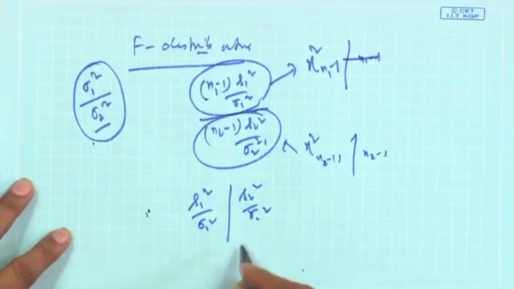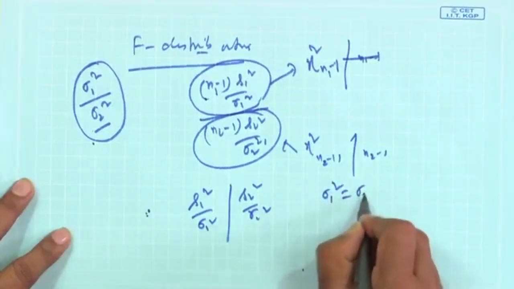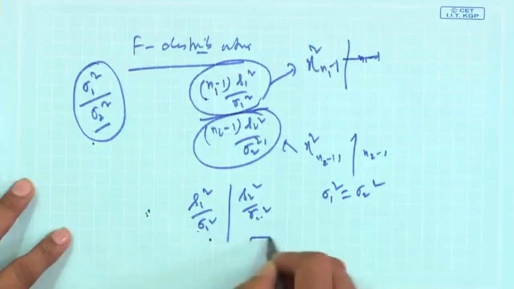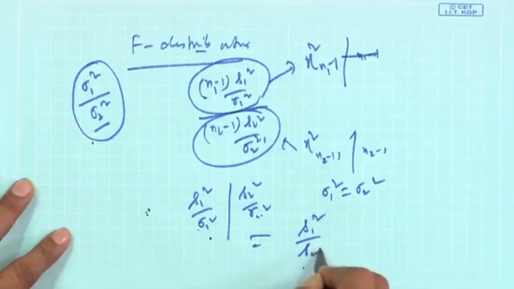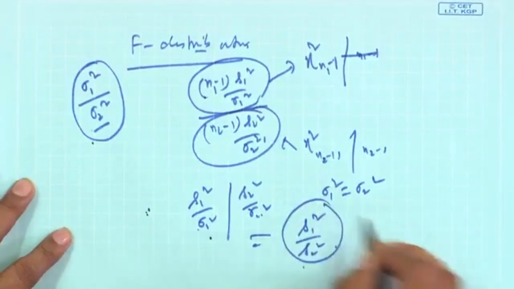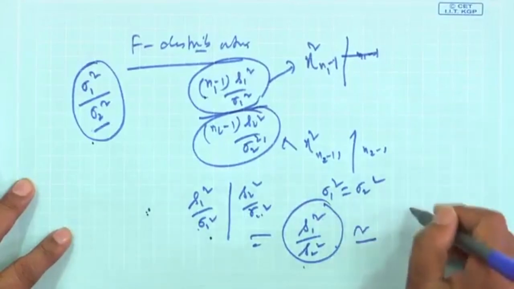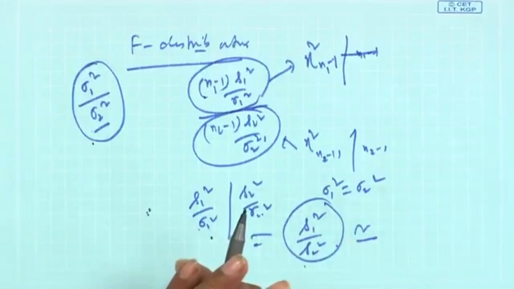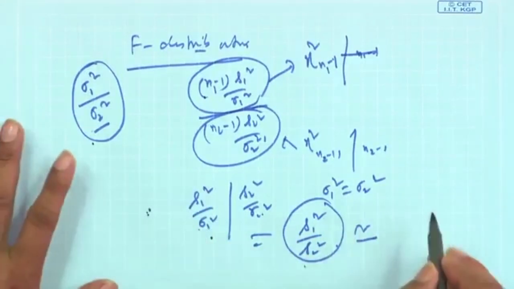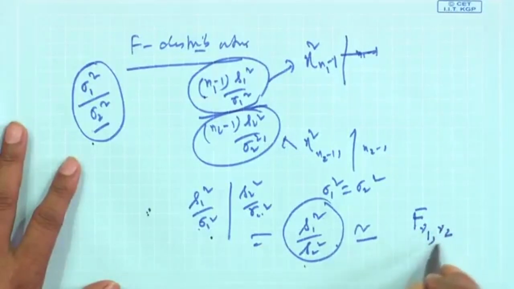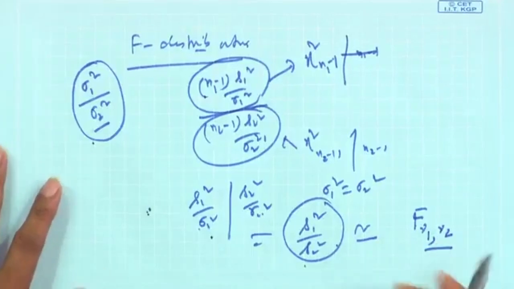If we further assume that sigma 1 square equals sigma 2 square, then what will happen? Sigma 1 square and sigma 2 square will cancel out. The resulting quantity will be s 1 square by s 2 square. So, this kind of situation is nothing but the ratio of two chi square variables normalized by their respective degrees of freedom. Then this quantity follows an F distribution with, suppose, nu 1 numerator degrees of freedom and nu 2 denominator degrees of freedom. So, what is this?